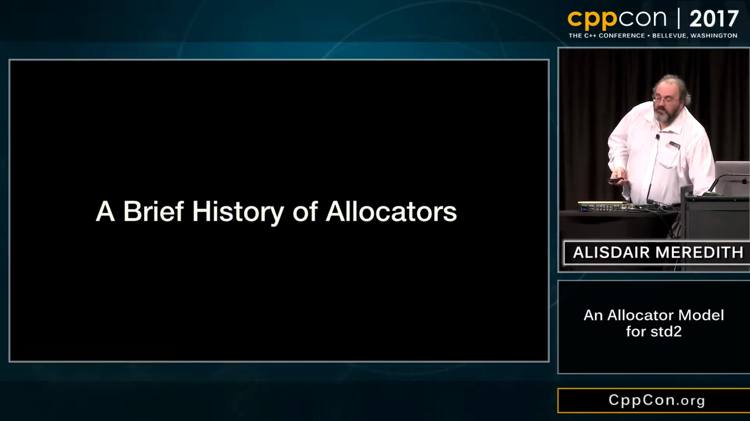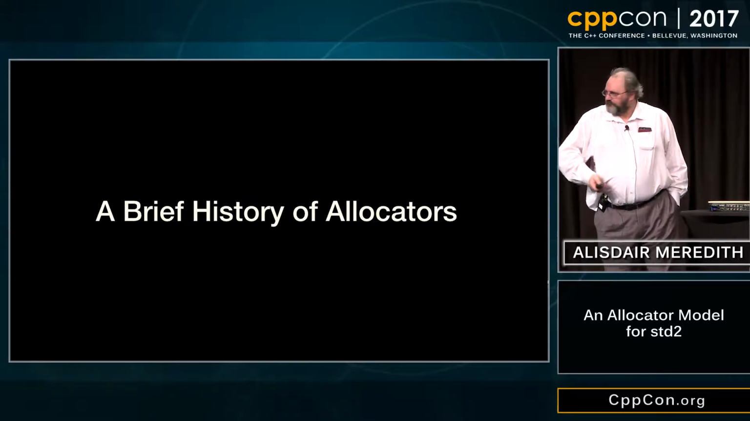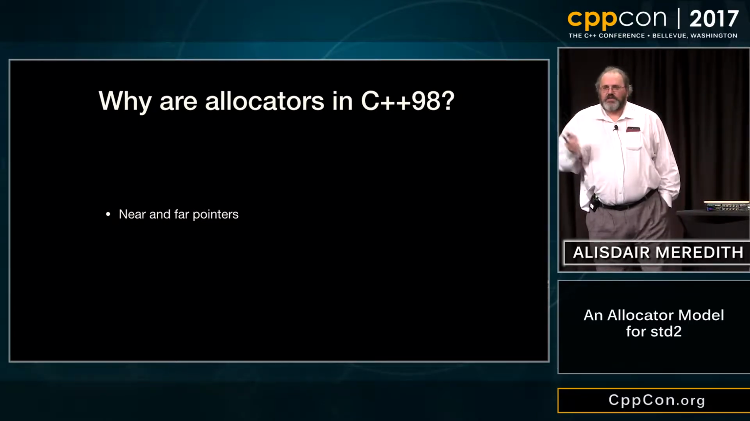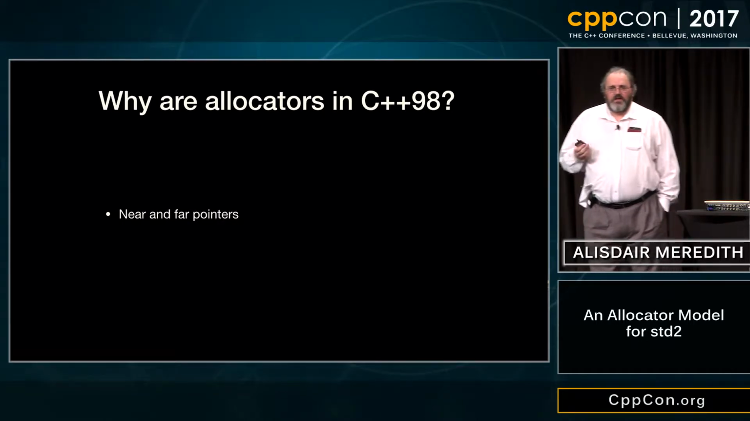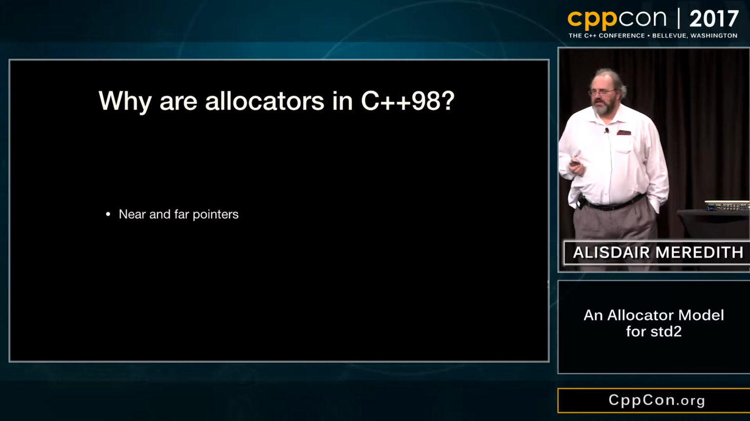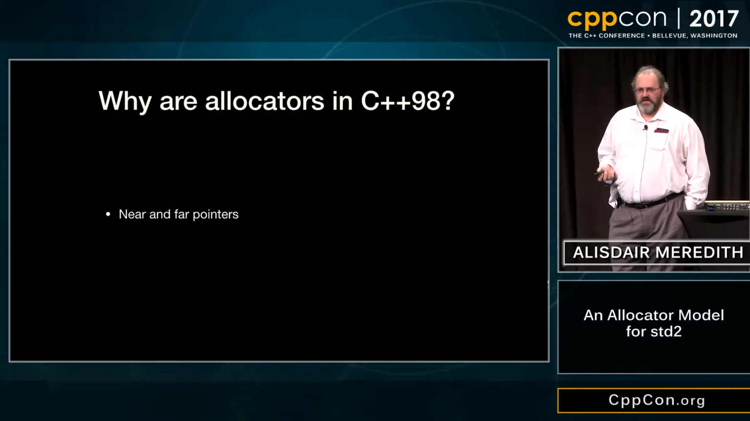I'm going to take a quick look at the brief history of allocators in the C++ standard. So let's go back to C++ 98. Why did we add allocators to the original standard? And the answer was simple. It was near and far pointers, back to those funny accesses again. And that was essentially the only reason we had to add allocators to C++ 98.